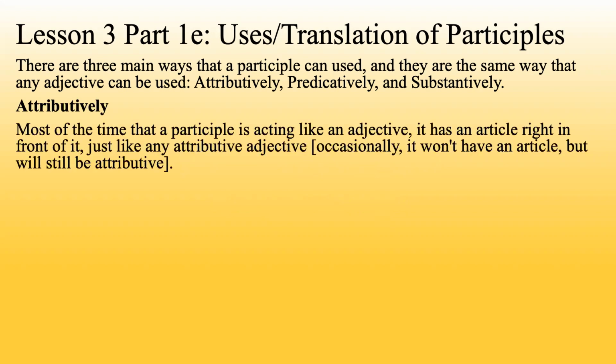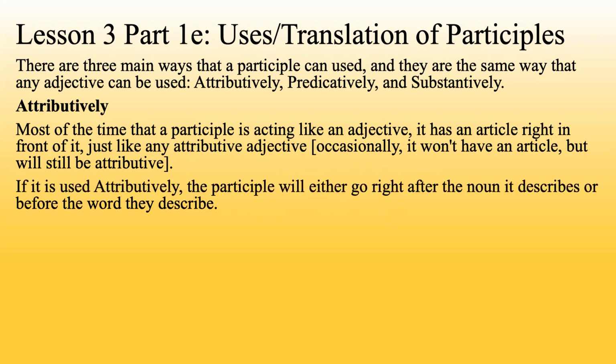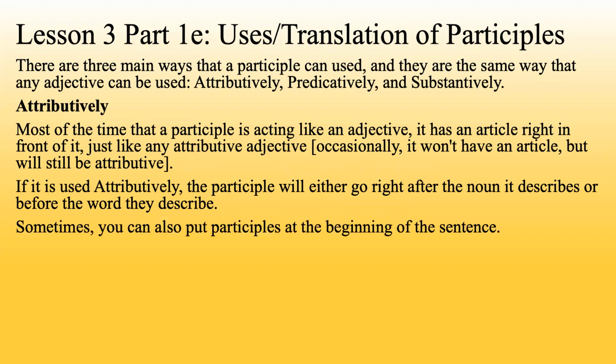Most of the time that a participle is acting like an adjective, it has an article right in front of it, just like any attributive adjective. Occasionally it won't have an article, but will still be attributive just the same way that other adjectives can. If it is used attributively, the participle will either go right after the noun it describes or before the word they describe. Sometimes you can also put participles at the beginning of the sentence.